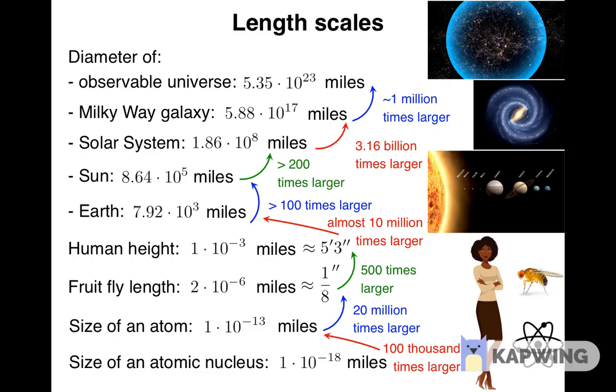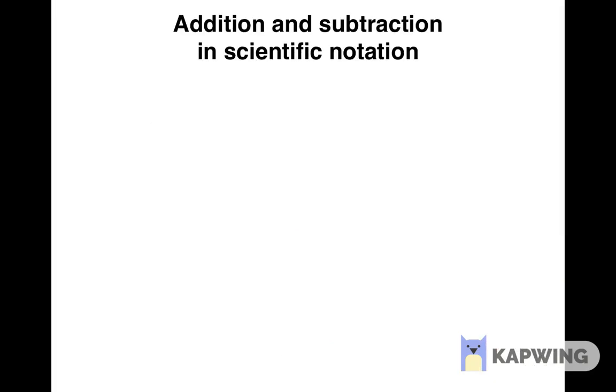Practice this by determining, for instance, how much bigger the Sun is than a fruit fly. If we had the diameter of the Earth in miles, but the height of a human in feet and inches, we would first need to convert both quantities to the same units. How does one perform arithmetic operations with numbers in scientific notation?